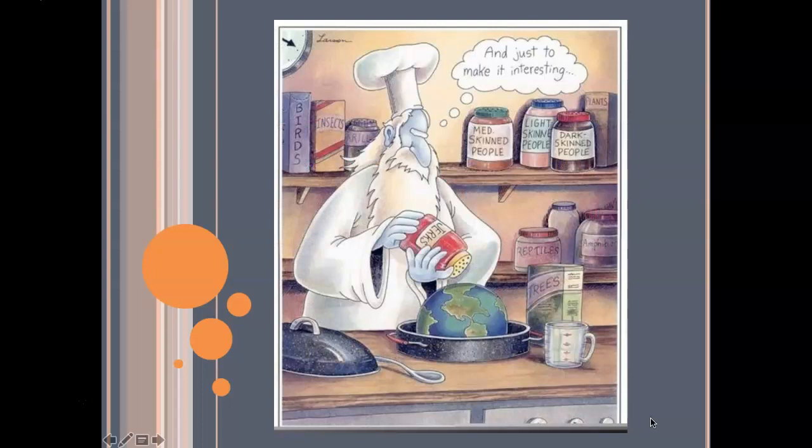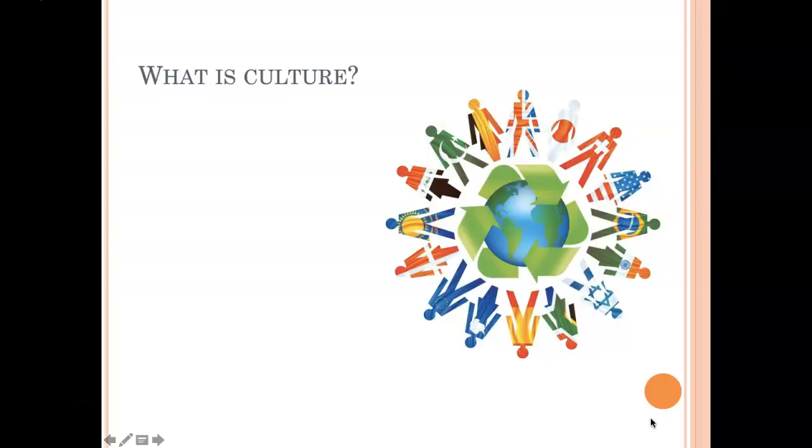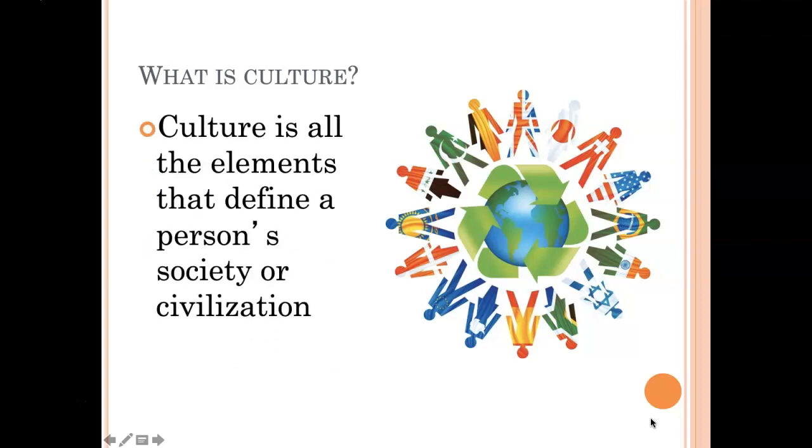So, culture can be looked at from a variety of different perspectives. To make the world an interesting place, of course, there's different types of cultures all around the world. Culture comes from different factors and dynamics that we're going to look into right now. But before we do, let's define more articulately what is culture. Culture is all the elements that define a person's society or civilization.